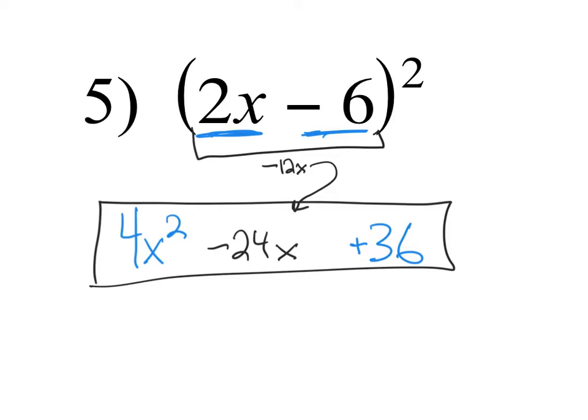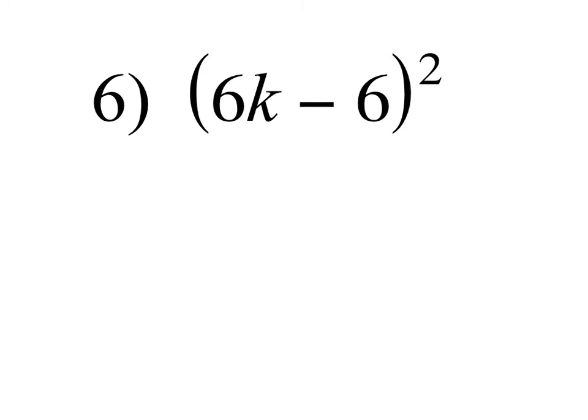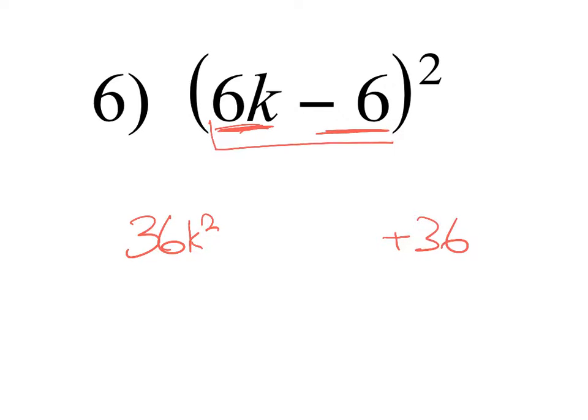All right, let's try another one. Let's do this one. Same idea. If you need to, pause it and give it a shot, and then come back and see it. I'm going to use the shortcut again. 36k squared plus 36. Multiply these two together, that's going to be 36k, and then double it. Positive, ooh, that's negative 36k. I'm glad I caught that. So instead of positive, it is going to be negative 72k. That's it. That's what we got.